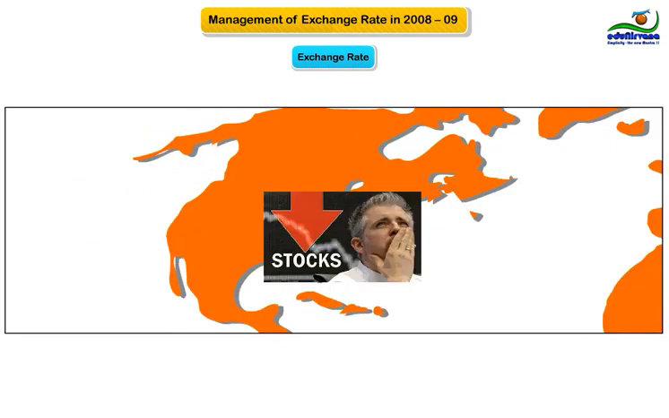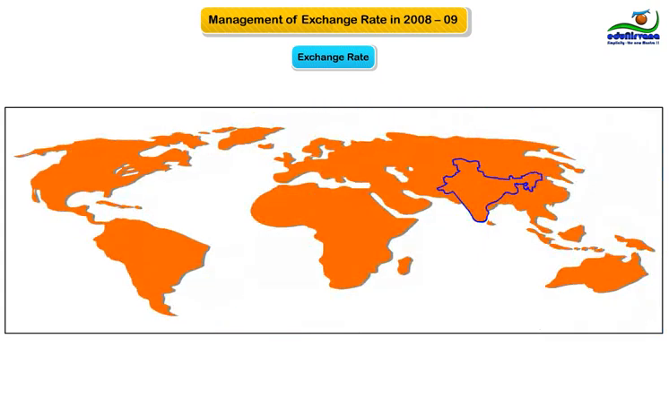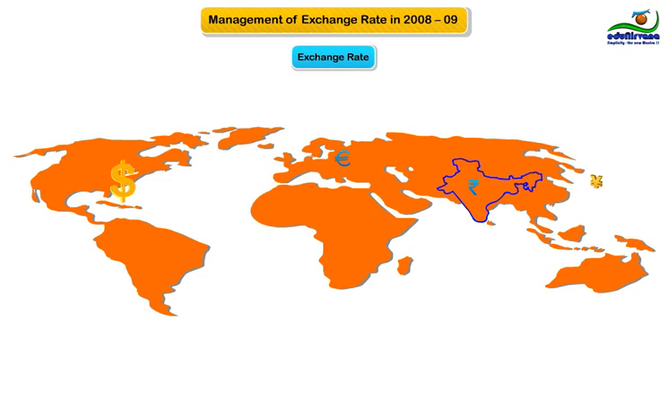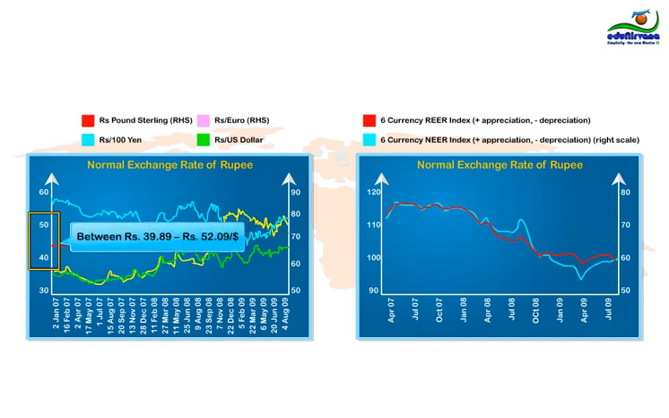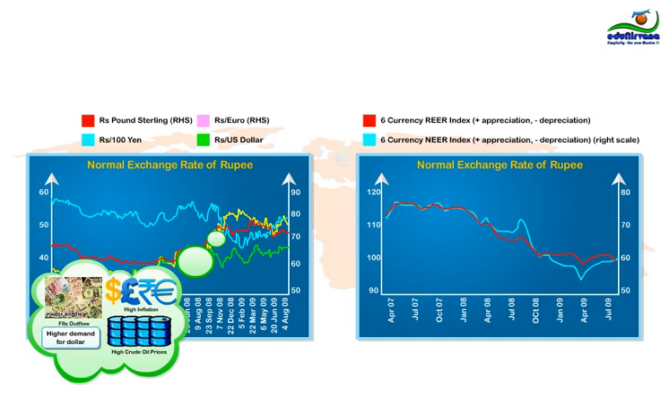Despite the deepening of the financial crisis and weakness in economic activity in the US, the flight to safety considerations helped the US dollar to strengthen against most currencies during 2008-2009, including the Indian rupee, particularly since the middle of August 2008. The Indian rupee exhibited greater movement during 2008-2009, moving between 39.89 rupees and 52.09 rupees per US dollar. The rupee generally depreciated during the first half of 2008-2009, reflecting FII outflows, high inflation, and higher crude oil prices, indicating higher demand for dollars.